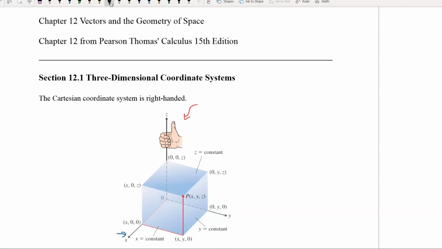So this is what we have for the x-axis, and that is x, 0, 0. This is y and this is z. And on this part we have the z-axis. In this case, x is 0, y is 0, and here is z. And finally here we have the y-axis, and in this case, x is 0 and z is 0. And on this part we have this point, and our point is x, y, z.